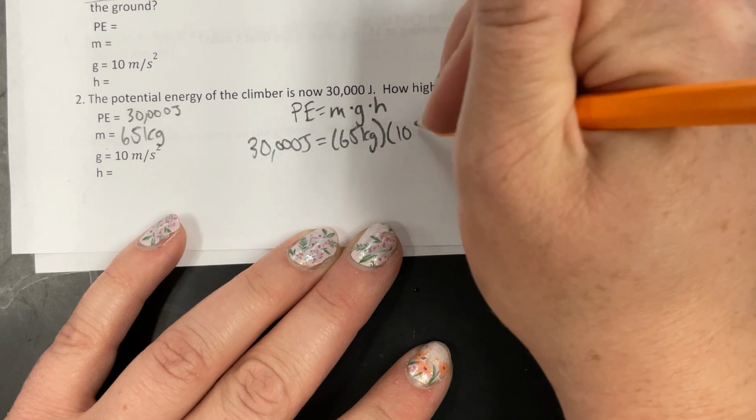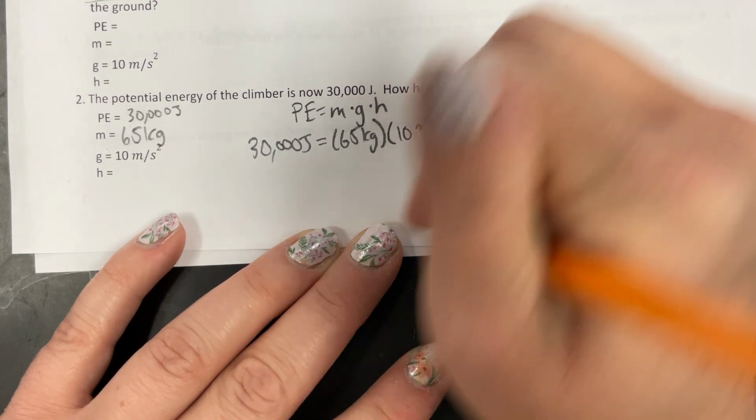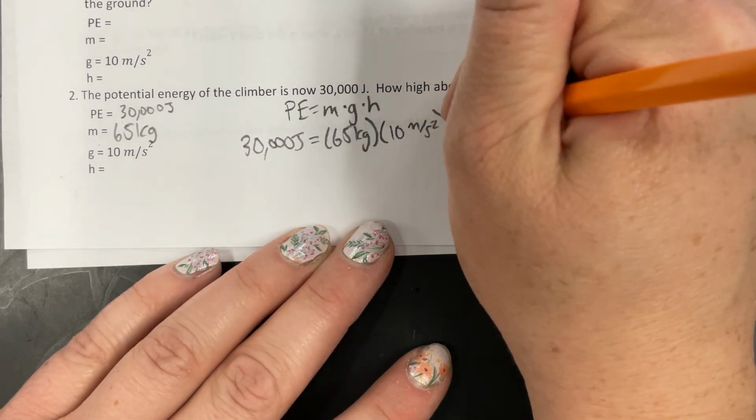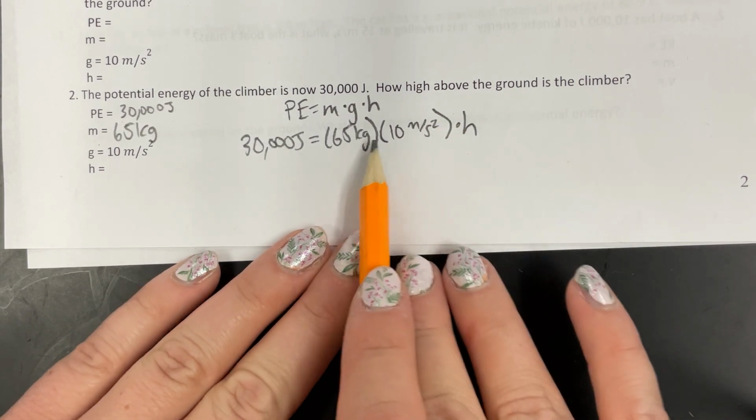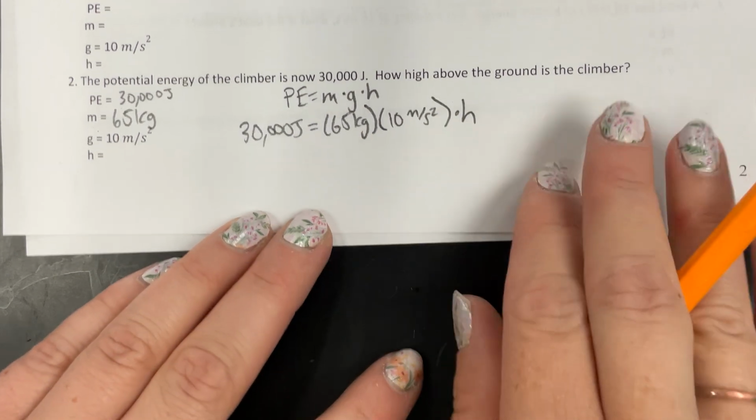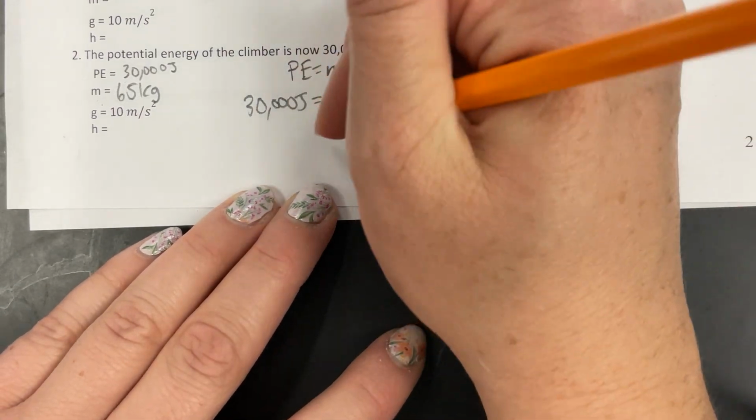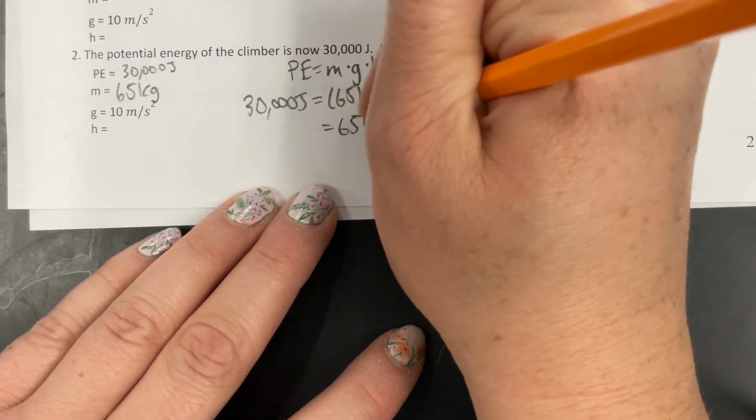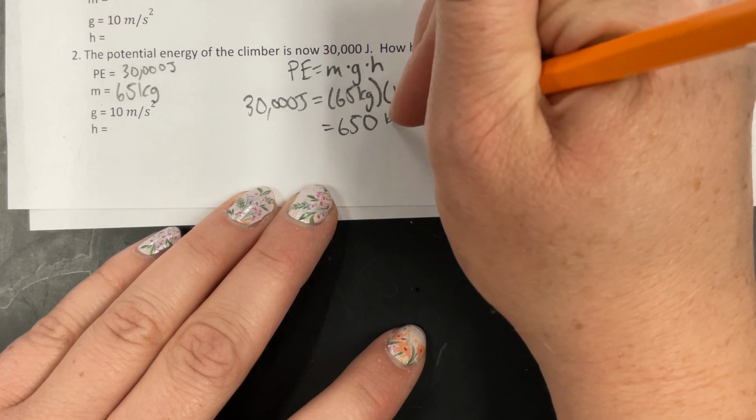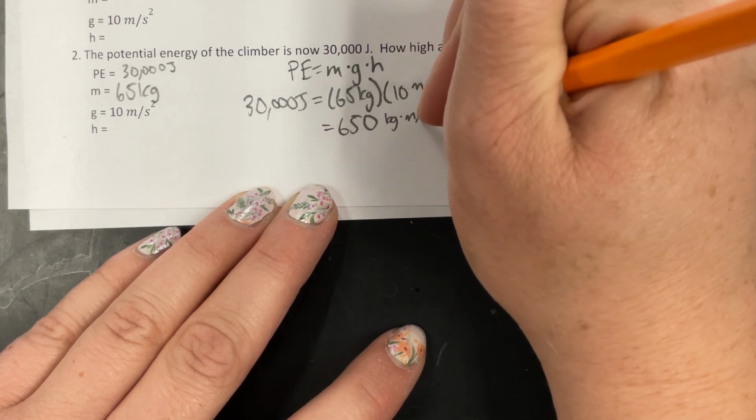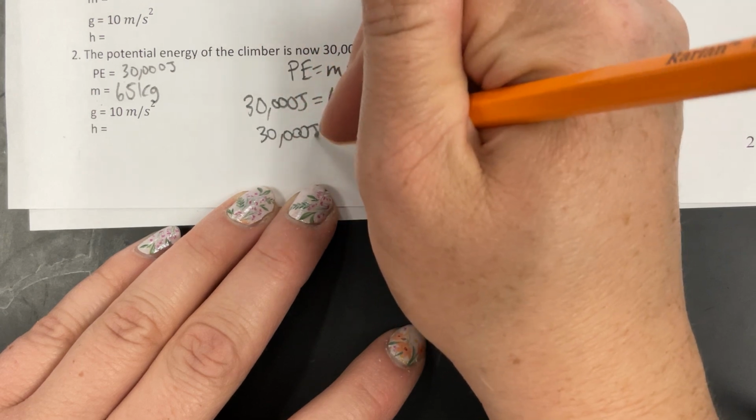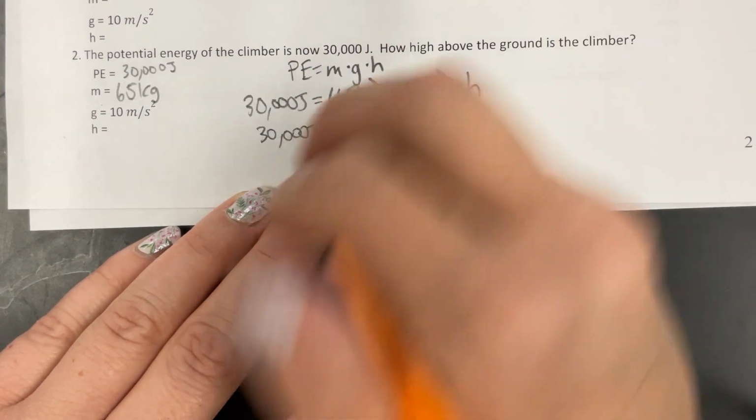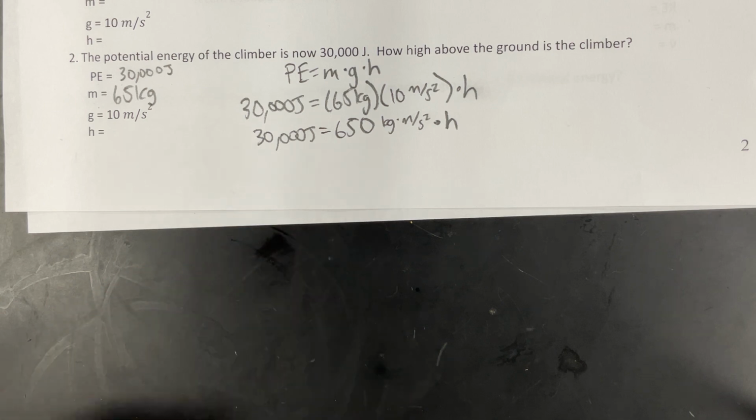Gravity was that 10 meters per second squared. Okay, and we're trying to figure out the height. So if I'm trying to solve for h, let me go ahead and simplify this part. What's 65 times 10? Good, it's 650. So we're gonna have 650, this will be kilograms times meters per second squared. And then I'm gonna drop down my 30,000 joules, and I'm gonna drop down my times h. Okay, I'm trying to solve for h. That's the variable that I'm trying to figure out.